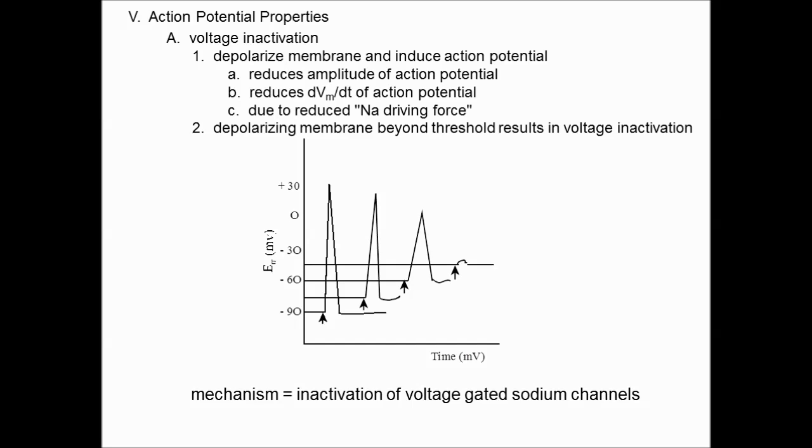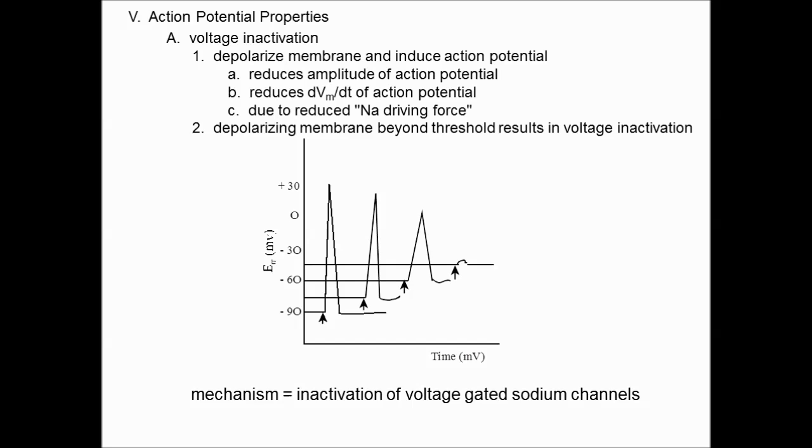Okay, what would happen if you depolarize the muscle, say, from minus 90 to minus 80 or something like that? So if you first depolarize the membrane, and there's lots of ways we can do this, but let's just say right now let's depolarize it, and then we stimulate it, what happens to the action potential that's produced? This reduces the amplitude of the action potential.